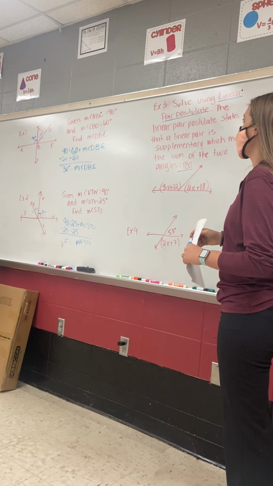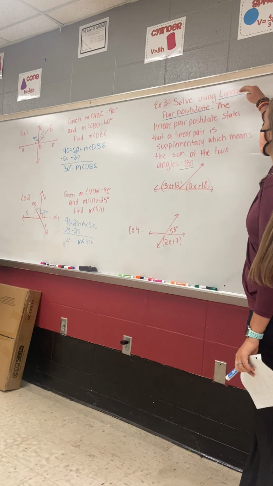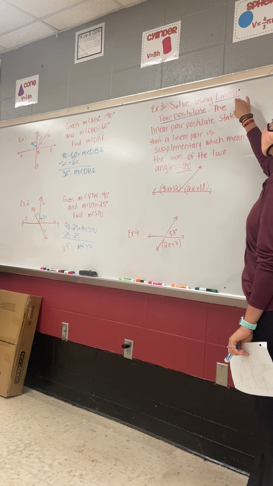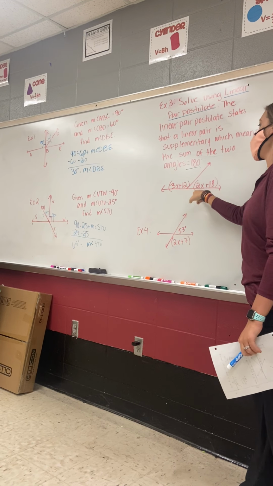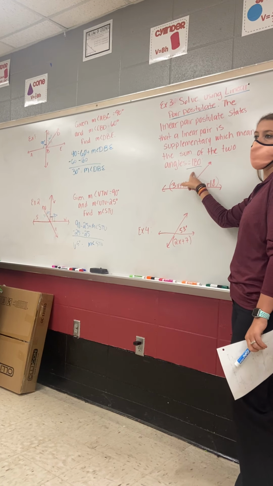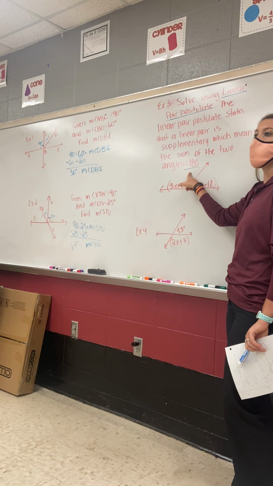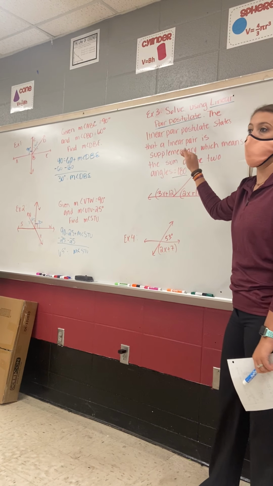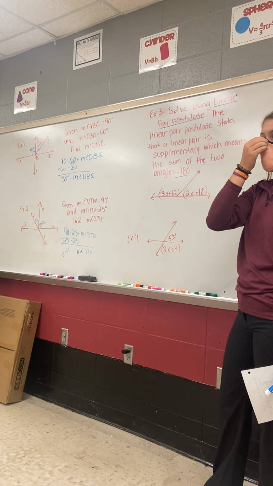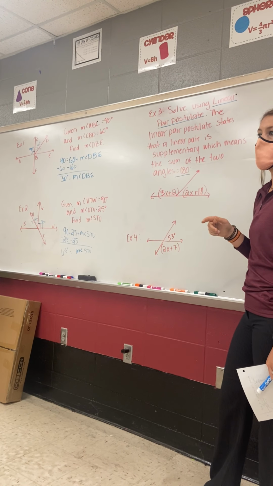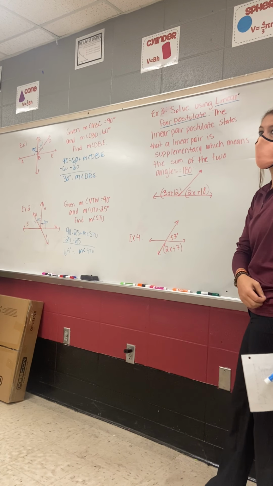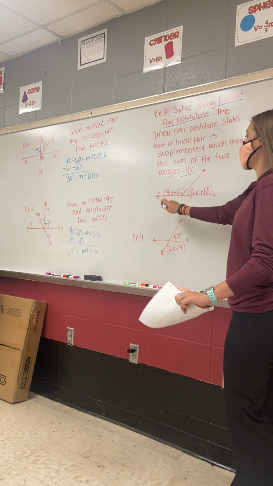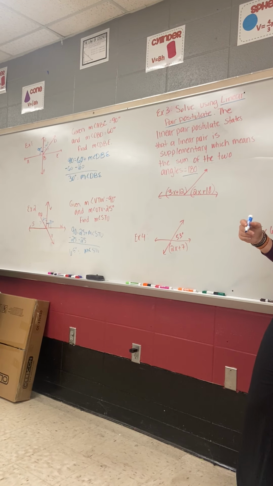Now, look at number 3. Number 3 says linear pair postulate. If you ever see this linear pair postulate, you're going to add the two angles up and set them equal to 180 to solve. Okay? Because a linear pair is supplementary. We remember from the first couple of weeks of school what supplementary means, right? Supplementary equals 180. Complementary equals what? 90.